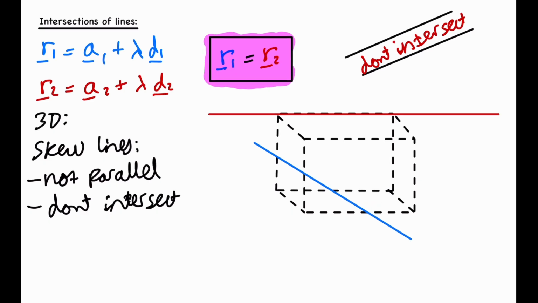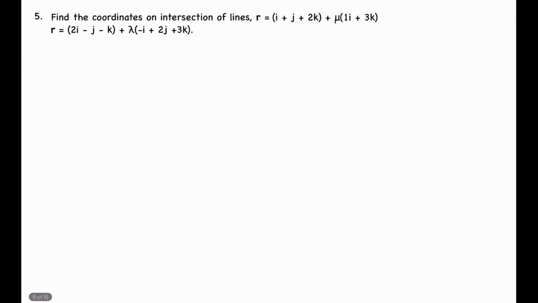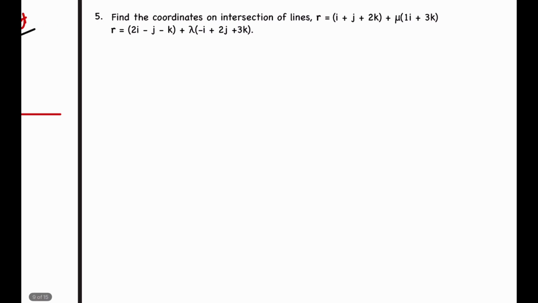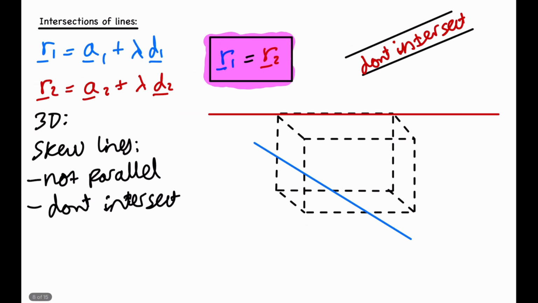So now let's move on to a question where they ask, find the coordinates of an intersection of these two lines, where instead of column vectors, we have our vectors in terms of i, j, and k. So how would we find the intersection? Remember that we make the r of one equation equal to the r of the other. So in this case, the r of this one would be equal to the r of that one.